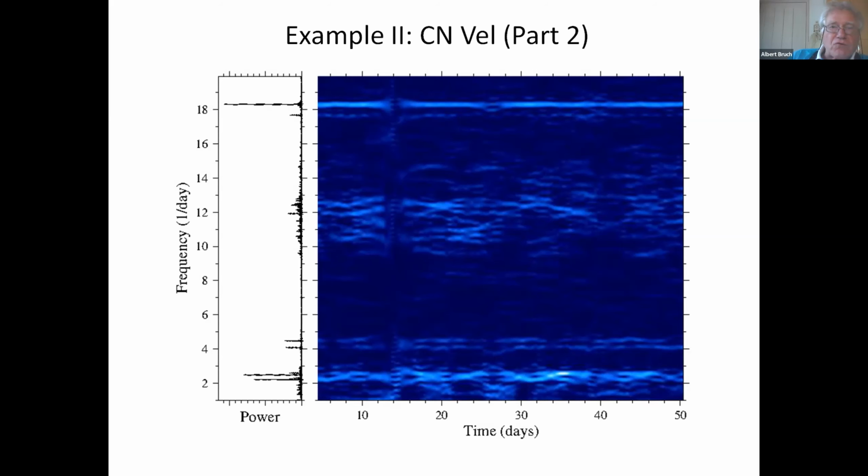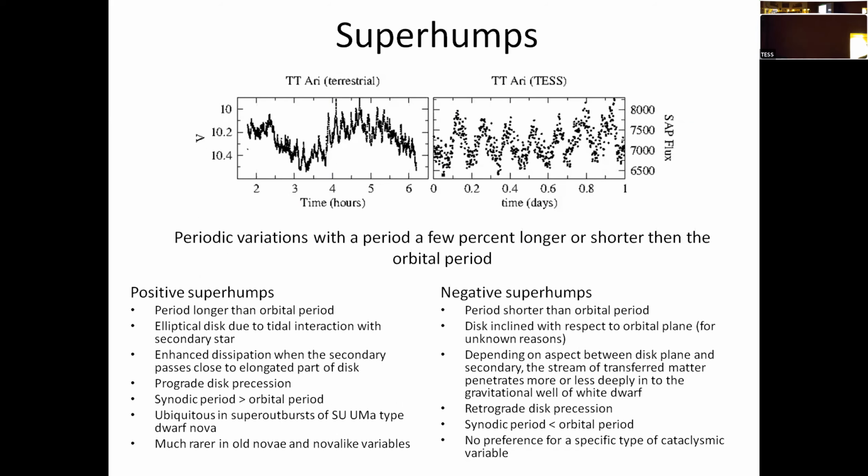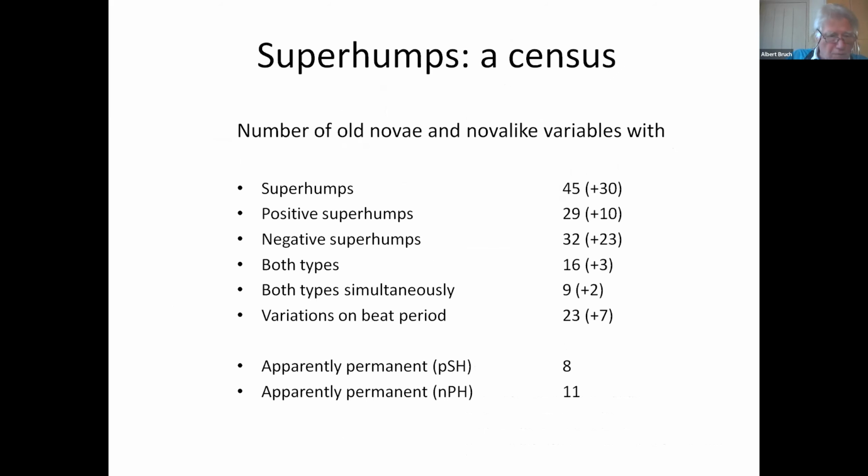Let us turn now to superhumps. Well, let me say that superhumps occur in 2 flavors: positive superhumps, where the period is a little bit longer than the orbital period, and negative superhumps, with the period a little bit shorter than the orbital period. I skipped this one to go to the main slide.